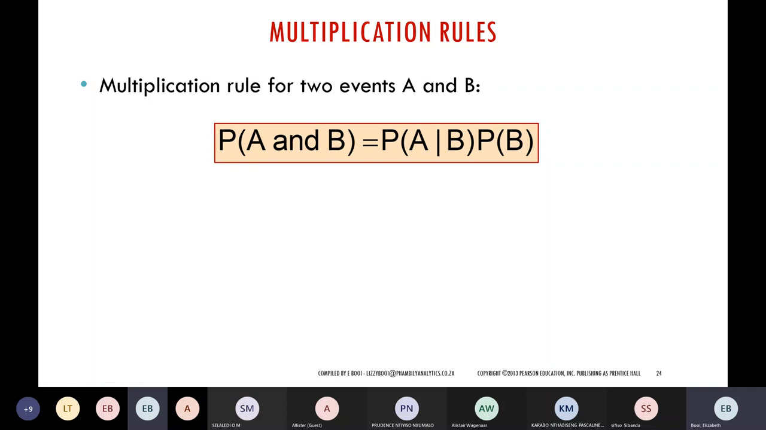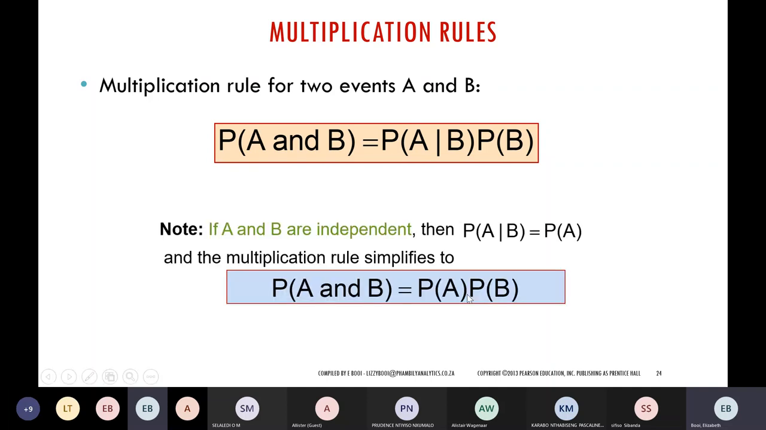However, if in the question they say events A and B are independent, and only if A and B are independent, then the probability of A given B will be given by the probability of A, because B does not have any bearing on what happens to A. So those will be equal. And if so, then the probability of A and B will be the probability of A multiplied by the probability of B, because the given gets replaced by the probability of A. This only occurs if and only if A and B are independent.